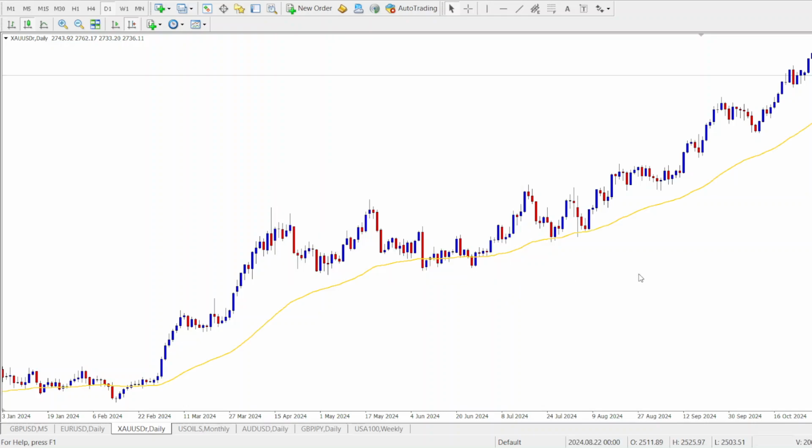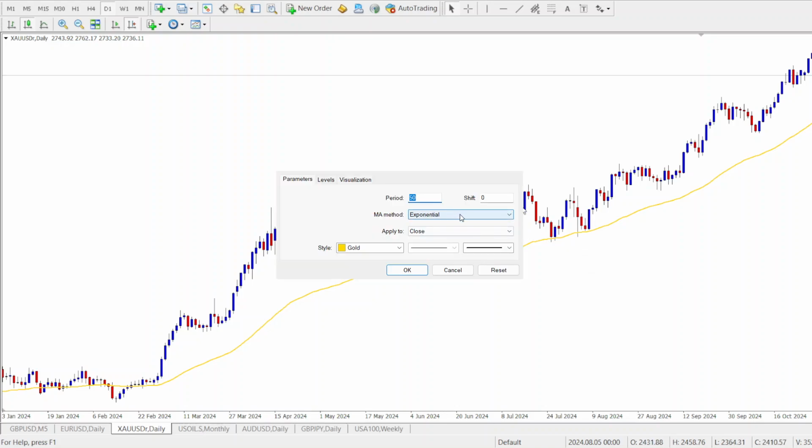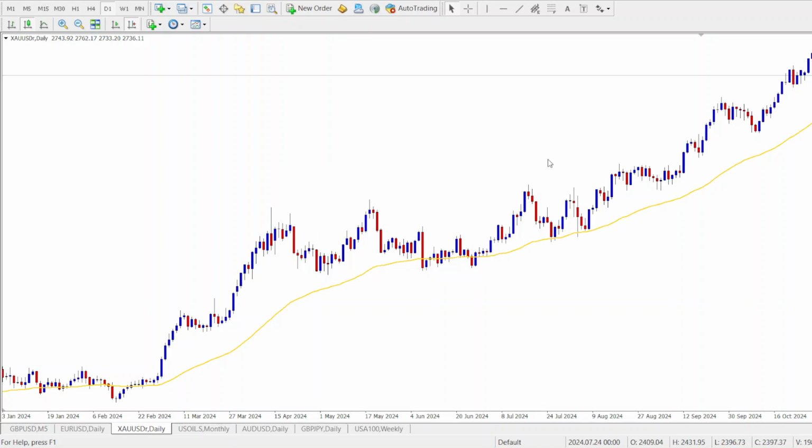First up, the moving averages have a couple of classifications. We have the exponential moving average, the simple moving average, the smooth moving average, and the linear weighted moving average. However, the moving averages generally help to smooth out price data, and they make it easier to spot the direction of the trend. Traders often look at crossovers where a short-term moving average crosses a longer-term one to get signals.